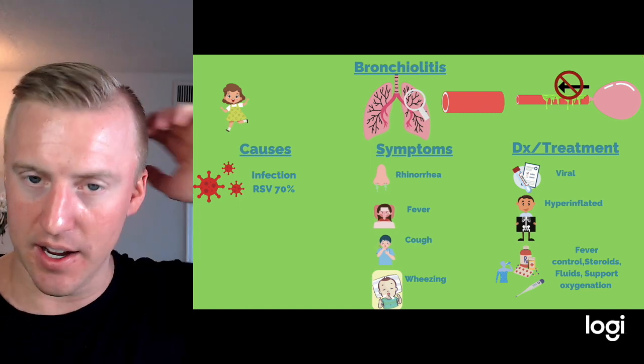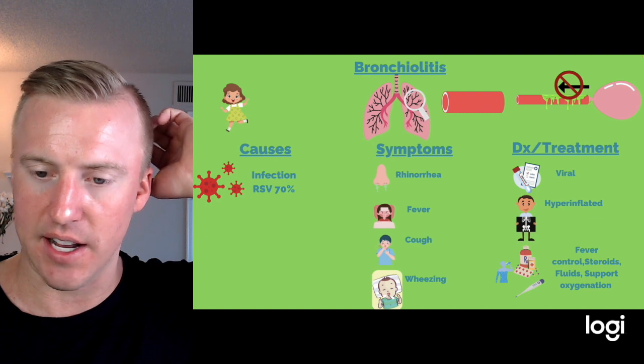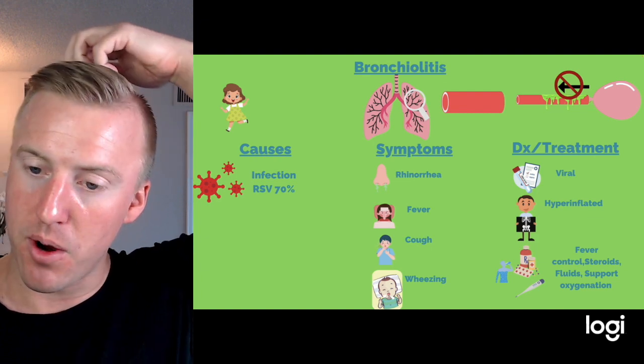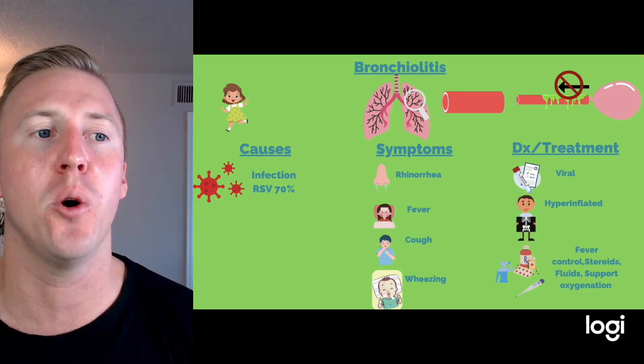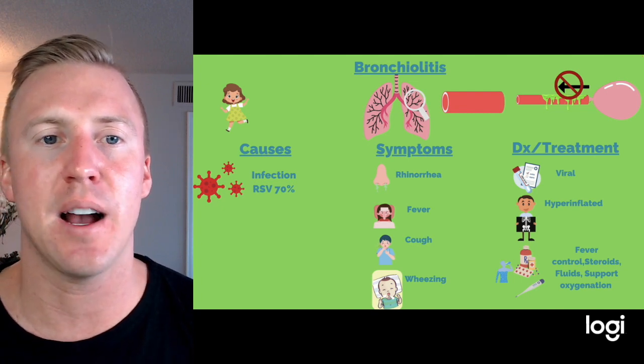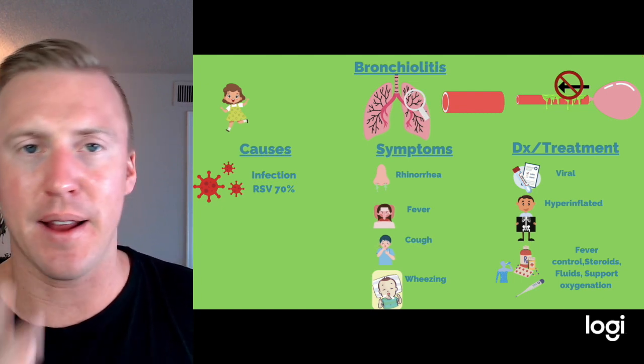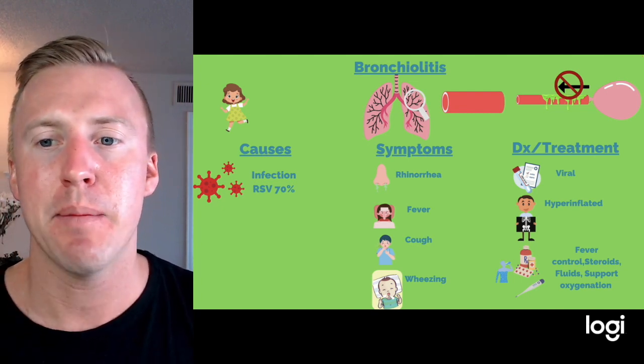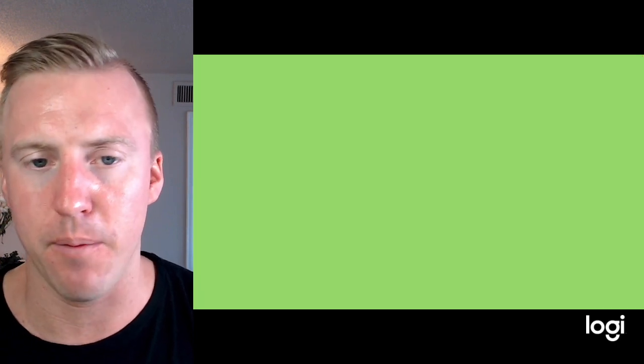Steroids can help decrease that hyperinflammatory state, and then support with oxygenation. Now, some things we can do at home is anything to kind of help break that stuff up. Sometimes nebulizers can or can't help, but maybe some of that humidity can help out here as well.